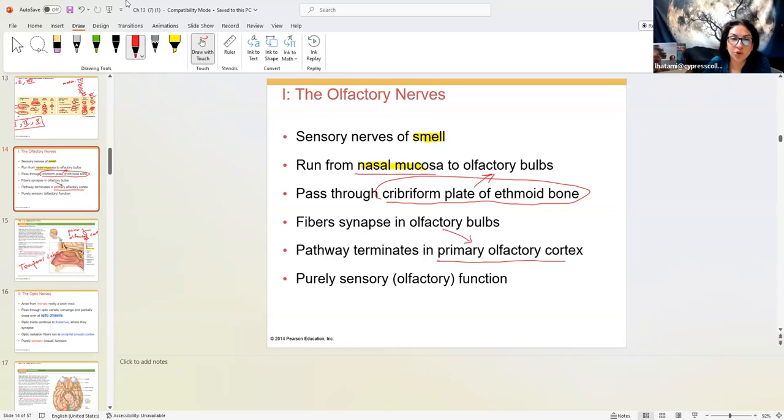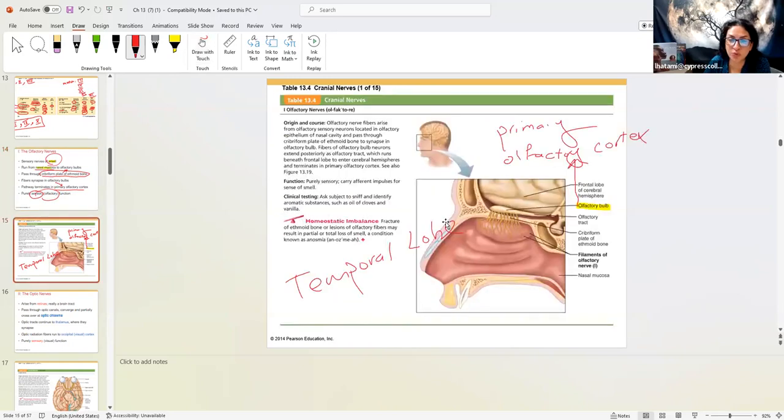So please make sure you remember the olfactory nerve is a purely sensory nerve and is responsible for smelling, or olfactory function. And it's related to the cribriform plate of the ethmoid bone, which means if something happens and the cribriform plate of the ethmoid bone is damaged, or there is any fracture of this region, it may damage the olfactory nerve as well.